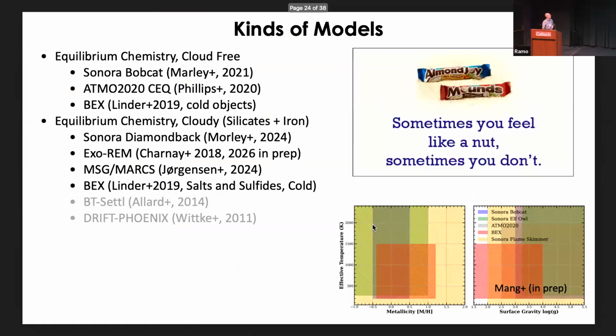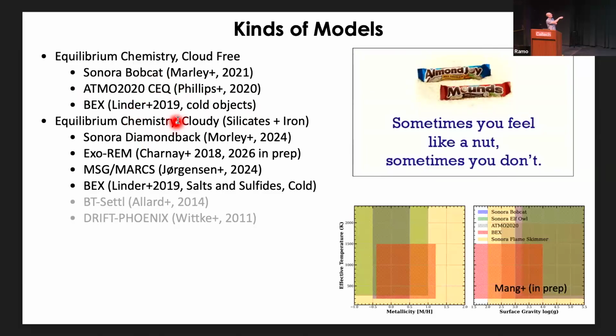Okay, so this is my last candy reference, Mounds, Almond Joy. Sometimes you feel like a nut, sometimes you don't. There's different parts of the models you might want to include or you might not want to. So equilibrium chemistry, cloud-free. In terms of what's going on today, that's Sonora Bobcat, Atmo 2020, CEQ, the Beck's models from Linder et al. For very cold objects that folks are using for cold JWST spectra.